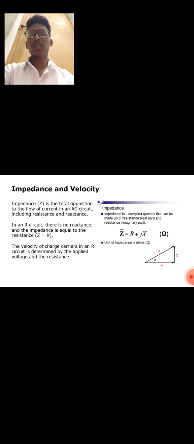Impedance is the total opposition to the flow of current in an AC circuit, including resistance and reactance. In an R circuit, there is no reactance and the impedance is equal to the resistance: Z equals R. The voltage and current in the circuit are determined by the applied voltage and resistance.